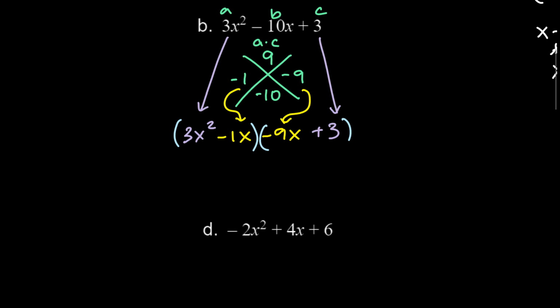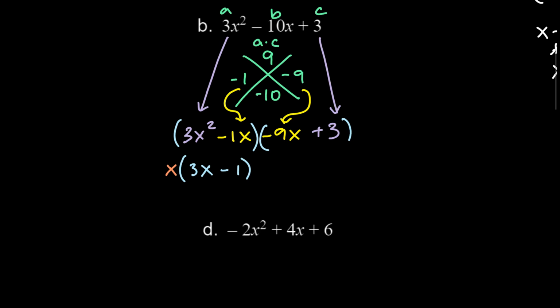Does anyone remember what to do from here? Yes, you take out the greatest common factor from both groups. So what is our greatest common factor between 3x squared and -1x? Yeah, 1x. So we pull an x out. What is 3x squared divided by x? 3x. What is -1x divided by x? -1.